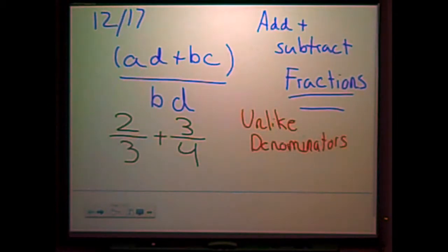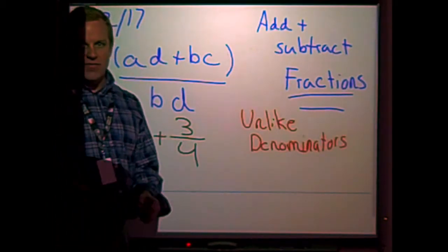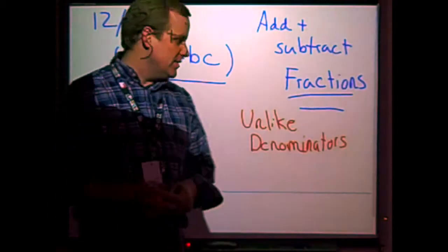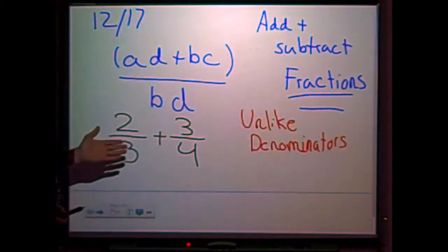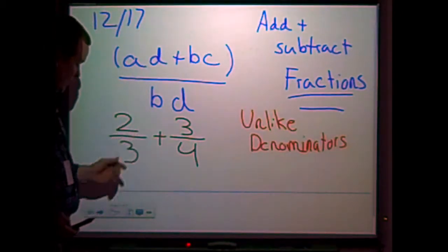We're going to use this formula to do it. Hopefully this is a quick and easy way for you to add and subtract fractions with unlike denominators. The first step in this method is identifying the parts of your number sentence. We're going to use this example: 2/3 plus 3/4.